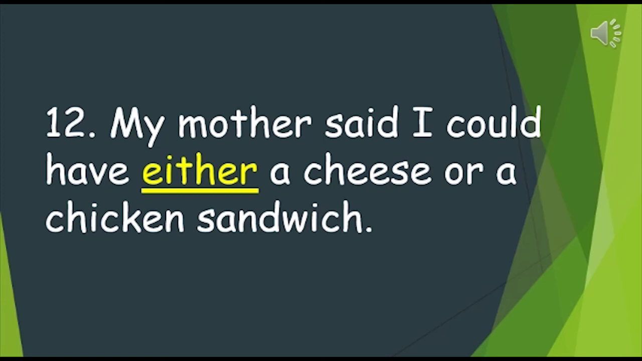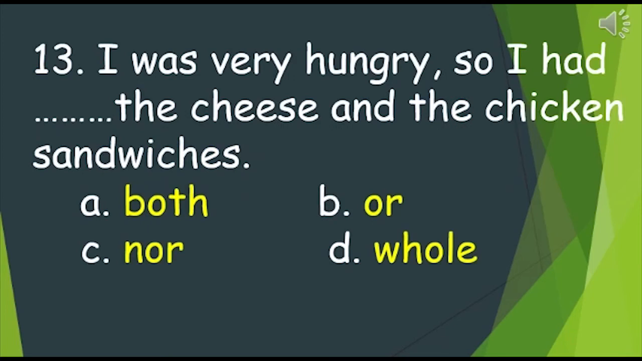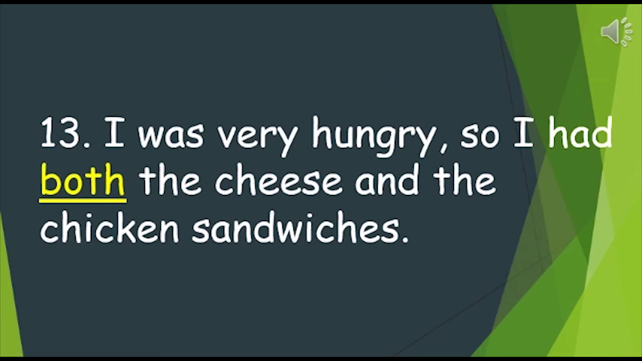I was very hungry. نكمل على المثال اللي فات. I was very hungry so I had space, the cheese and the chicken sandwiches. Both or nor whole. I was very hungry so I had both the cheese and the chicken sandwich. أكلت الاتنين كلا نوعين من السندوتشات، نوعان من السندوتشات اللي هو cheese and chicken.